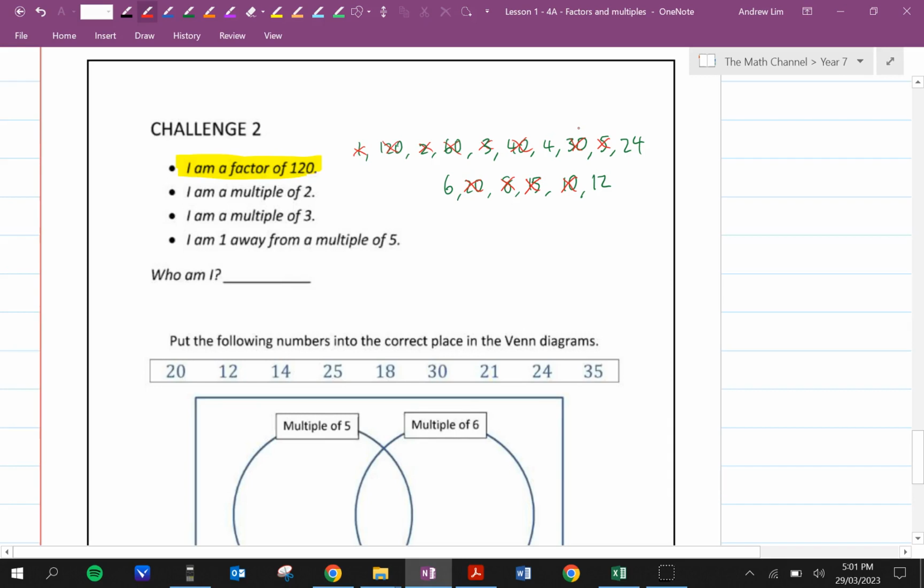Alright. So it seems here like we've got 4. That's 1 away from a multiple of 5 because 5 is a multiple of 5. 24 is also 1 away from a multiple of 5 because 25 is a multiple of 5. 6 is also 1 away from a multiple of 5, but not 12. So there are 3 answers here: 4, 6, and 24.